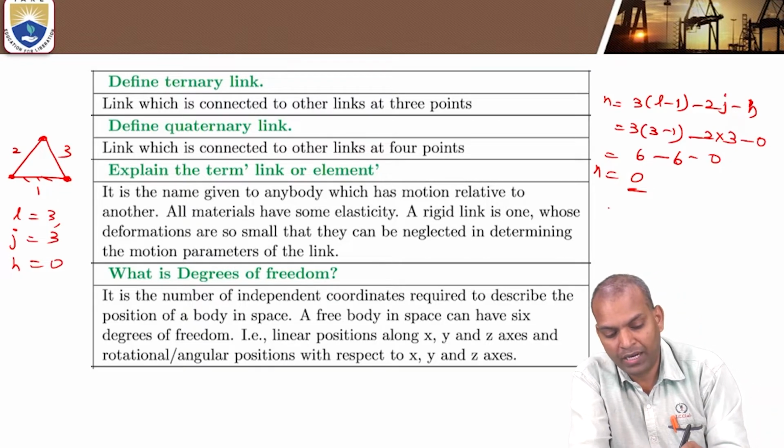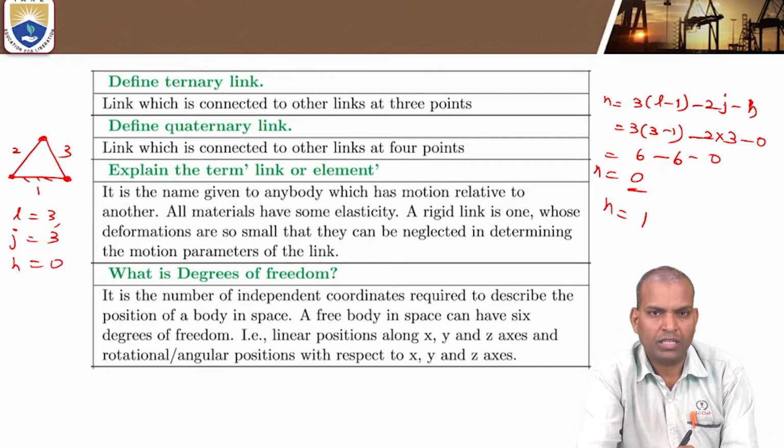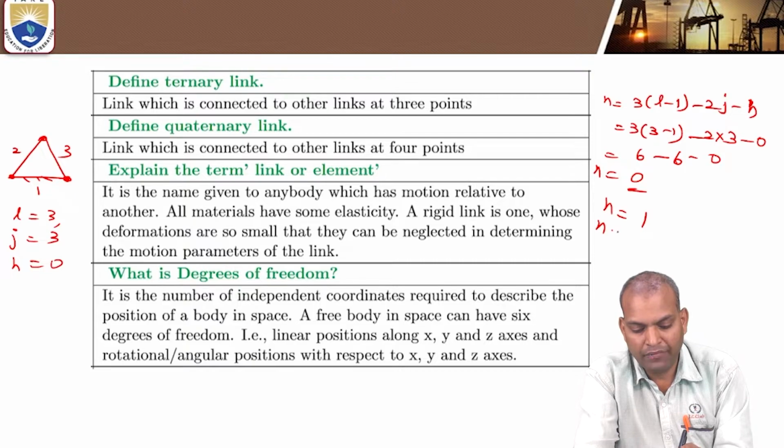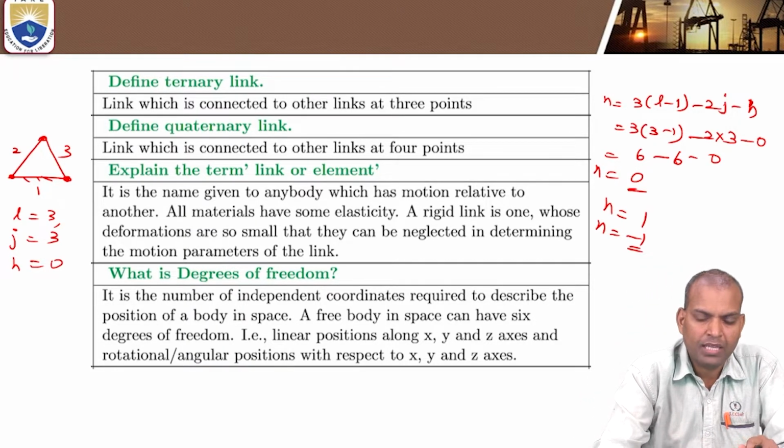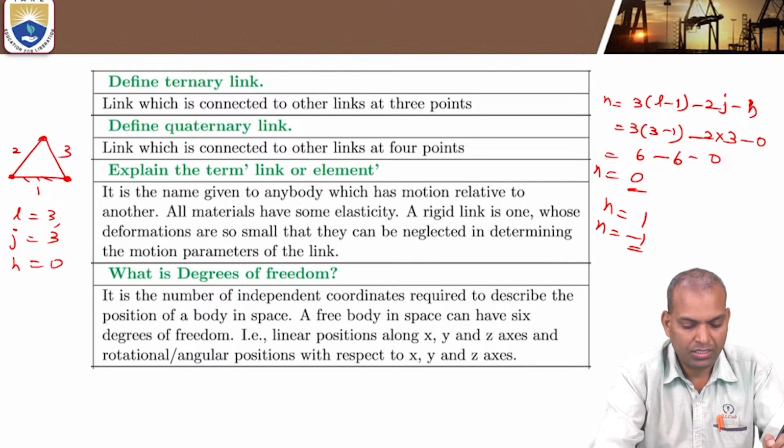If the degree of freedom is equal to 1, okay, it is a mechanism. If the degree of freedom is negative, minus 1, then it is known as a superstructure. If it is negative, superstructure.